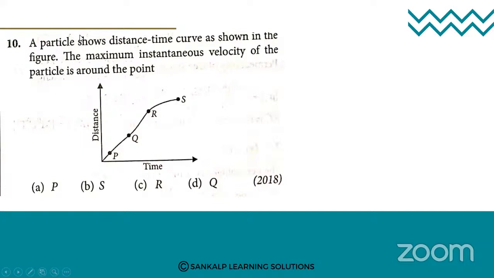See the next question. A particle shows a distance time curve as shown in the figure. Yes, you are seeing a distance time graph. The maximum instantaneous velocity of the particle is around the point? So where is the maximum instantaneous velocity of the particle? P, Q, R, S. Guess any one point fast.